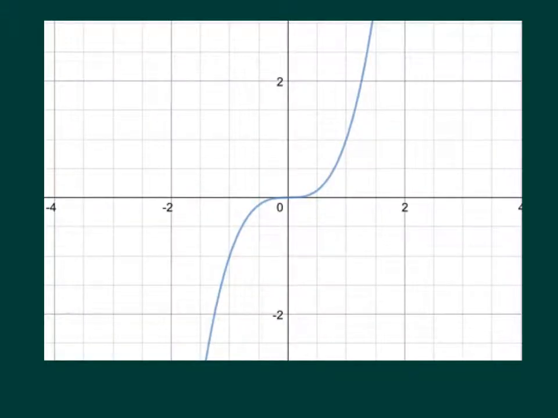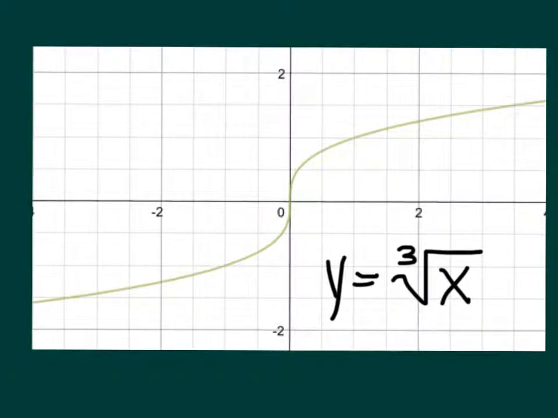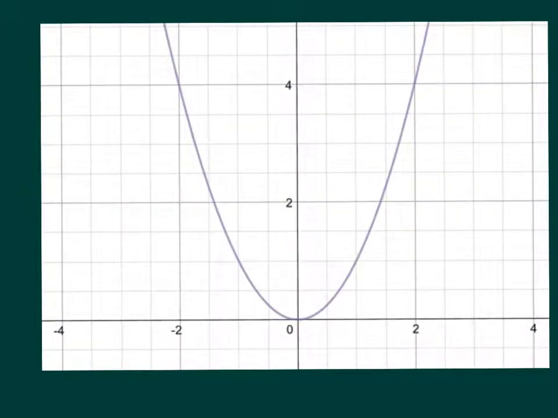What is this one? This one is y equals x cubed. What is this one? Y equals the cube root of x. What is this one? X squared, yes. This one is y equals x squared.